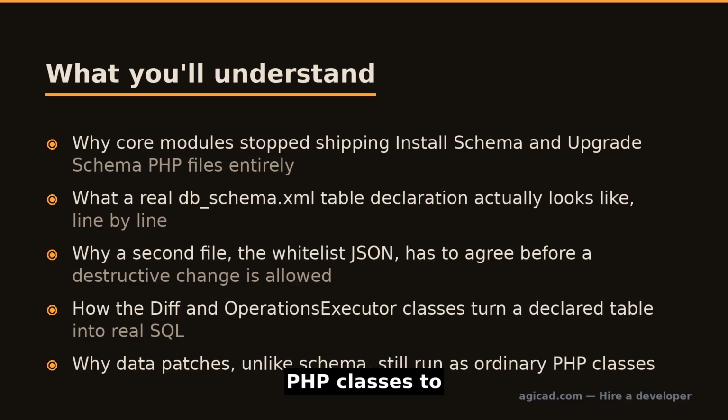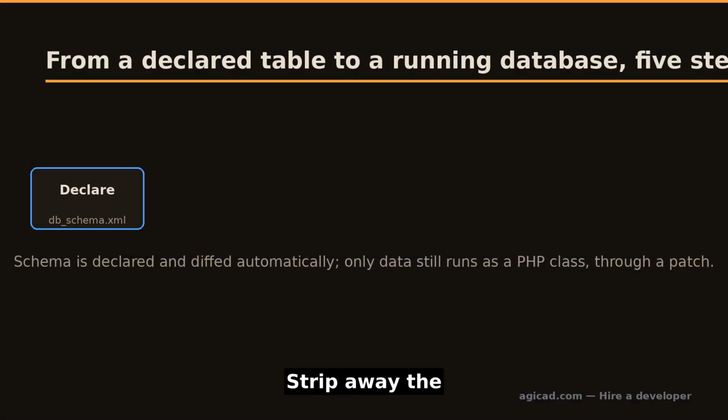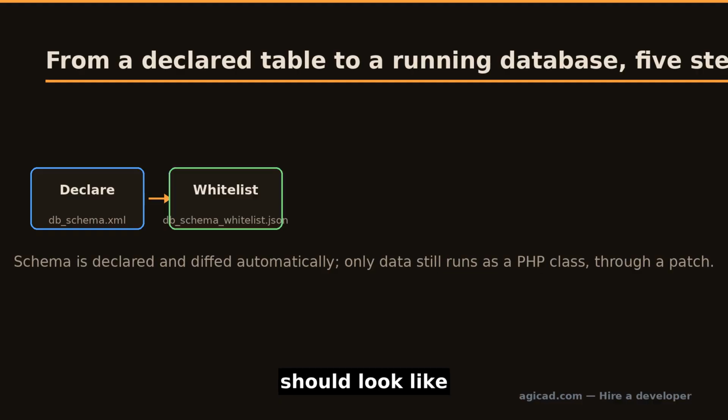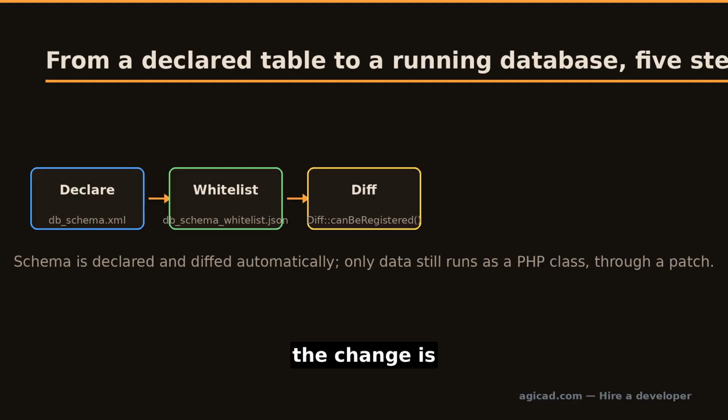Strip away the code, and declarative schema is 5 stages. Declare: a module ships a db_schema XML file describing what its tables should look like, not how to build them, just the end state. Whitelist: for certain changes, a second file has to explicitly list the exact table, column, or index being touched, or the change is silently ignored.